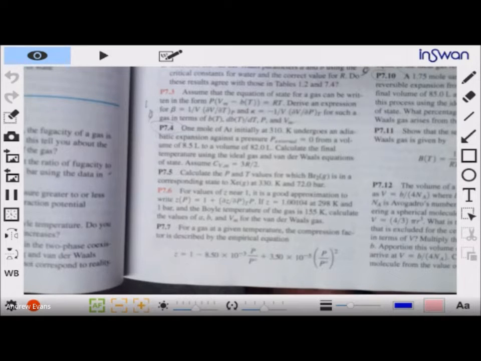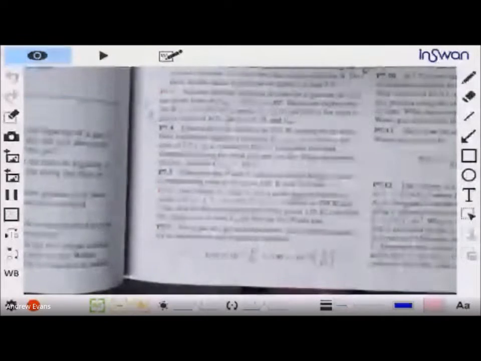1 mole of argon, initially at 310 Kelvin, undergoes an adiabatic expansion against the external pressure of 0 from a volume of 8.5 liters to a volume of 82 liters. Calculate the final temperature assuming ideal gas and van der Waals equations of state. Assume that the C sub V sub m is 3R over 2.